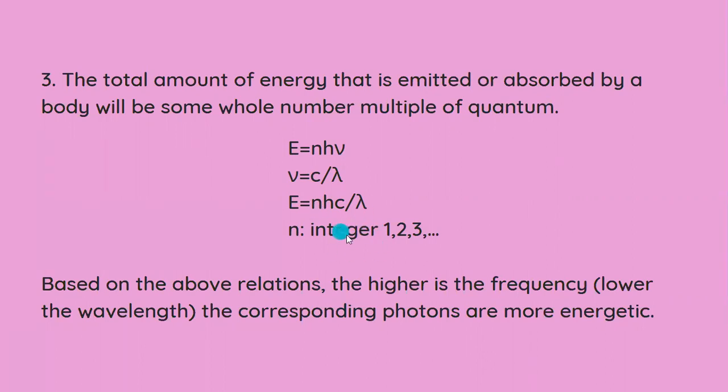I'm not talking about the value of energy, but the value of n. It has to be a whole number and it cannot be a decimal. So I can't have n being 1.1 h nu or 2.3 h nu. No, the value of n is always going to be a whole number. So it's 1, 2, 3, and so on.